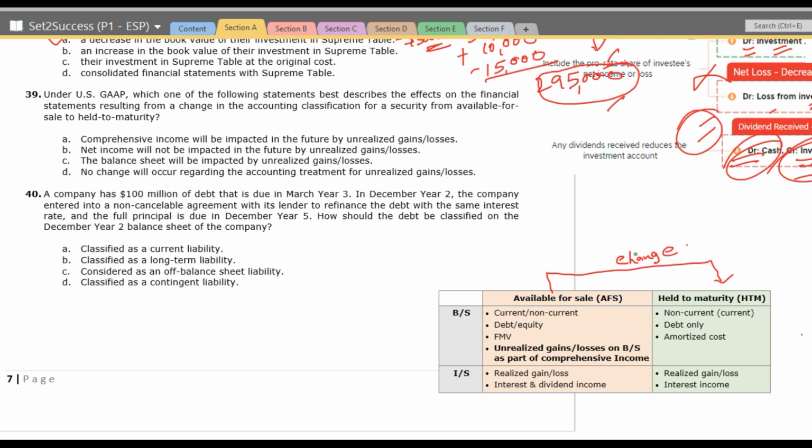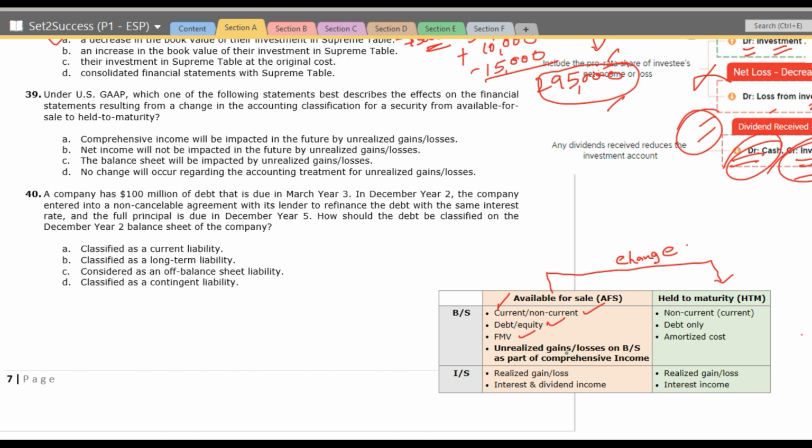So there is a change in the classification, that from available for sale securities we are moving to held to maturity security. Now what happens in available for sale securities? In available for sale securities, the securities can be treated as current or non-current. The securities are debt and equity, and they are treated at fair market value.